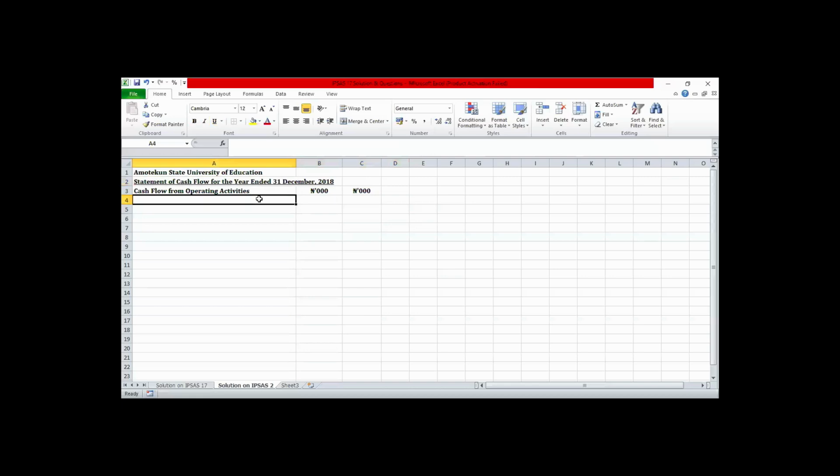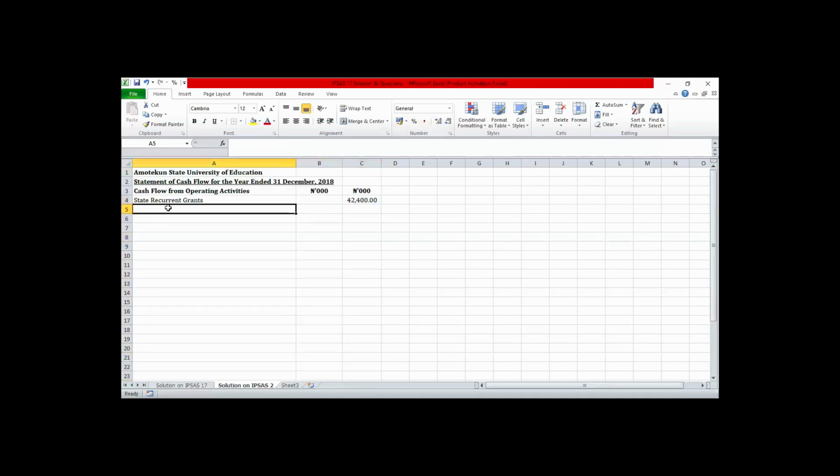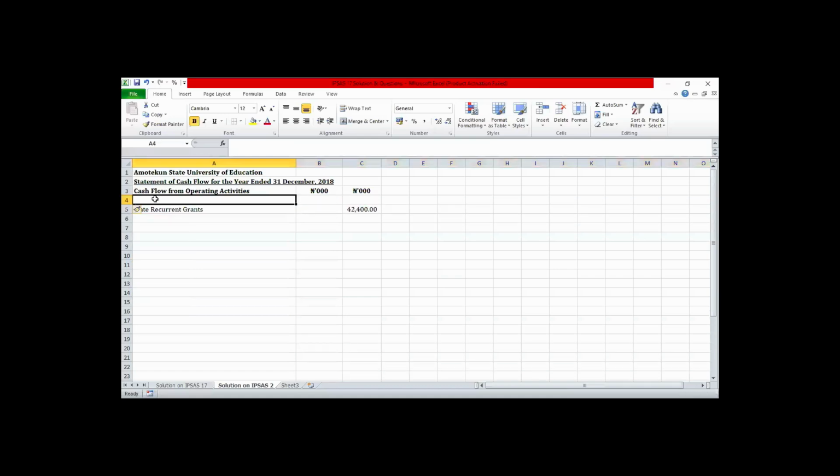You with me? Yes. Now, what do we say we have? State recurrent grant. How much is state recurrent grant? 42,400,000. After that, what other inflow do we also have? Now let's create something for you to have an idea of this. Let me call this one receipts, so you can have a better understanding of what I'm talking about.